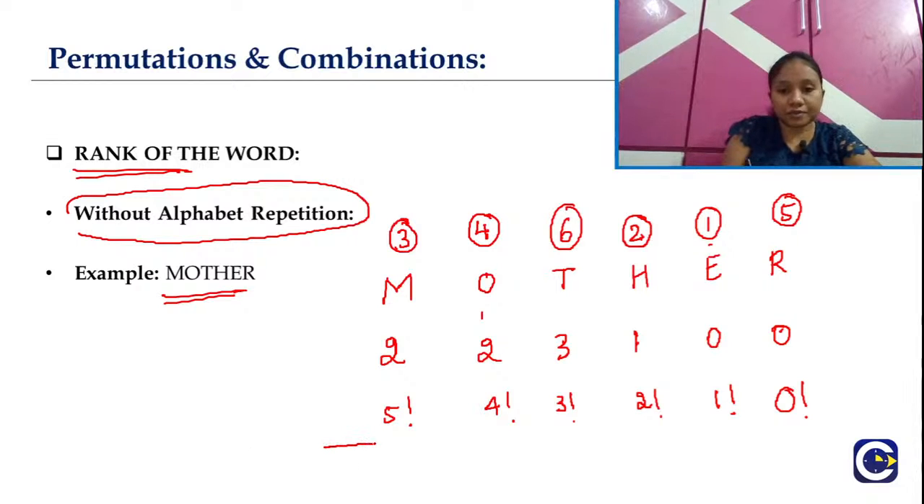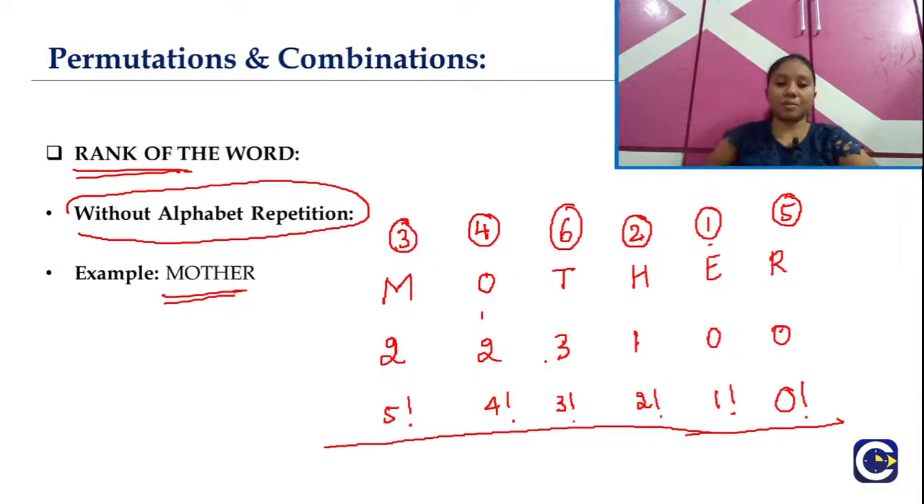Once we have done all these factorials and given these numbers, what do we have to do? We just have to multiply and add. We multiply these two terms and add it to this.